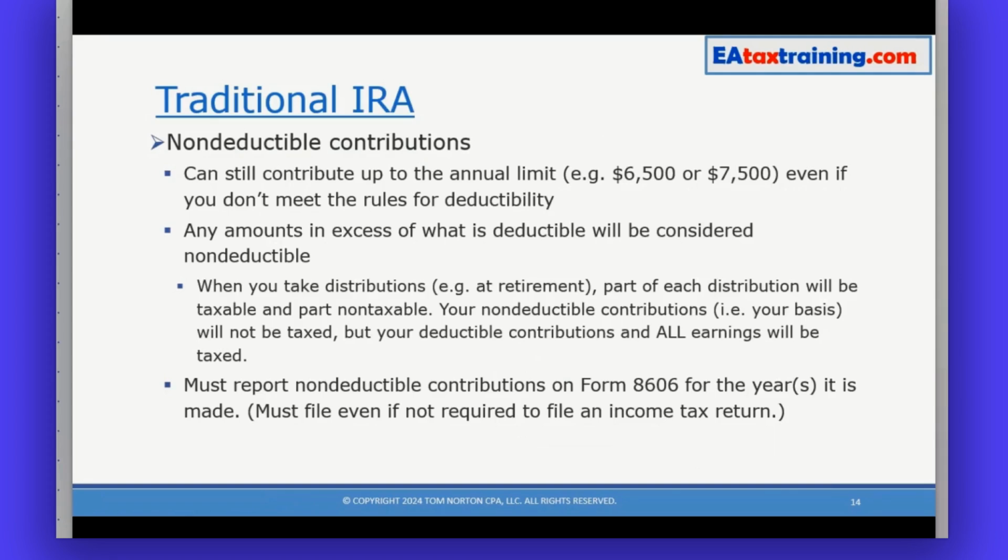Any amounts that are in excess of what is deductible will be considered non-deductible, of course, but they will also give you basis in the retirement account. So what that means is when you take distributions, for example, at retirement, part of each distribution will be taxable and part will not be taxable. It will be considered a return of basis. And so the account holder, the bank or the brokerage house, they'll know how much it was, and they will tell you for each distribution or for your total distributions for the year how much was taxable and how much was not taxable.